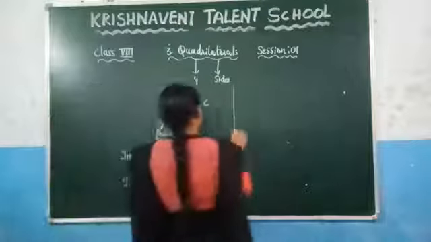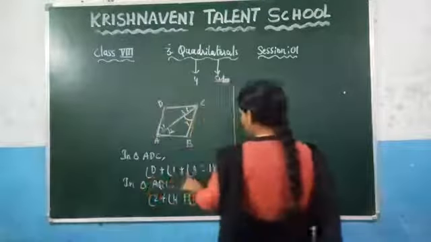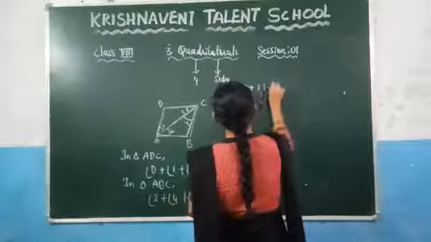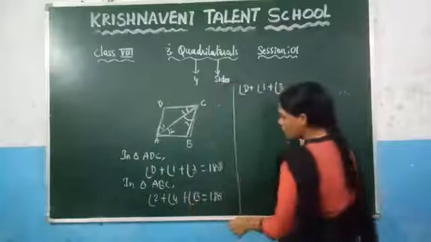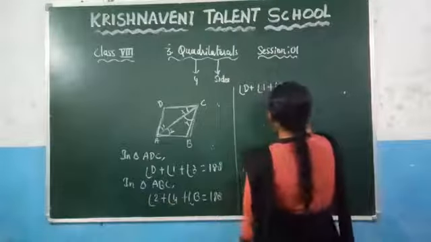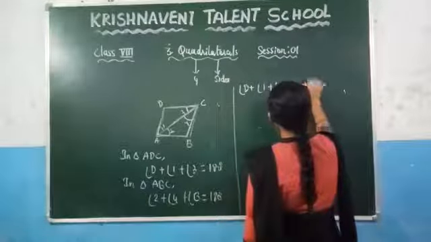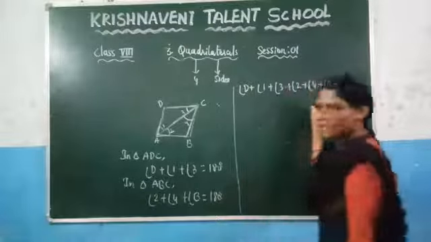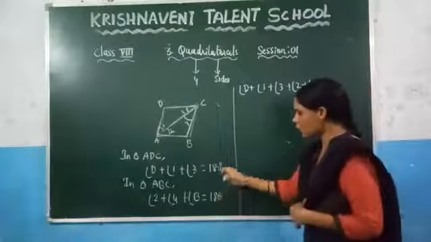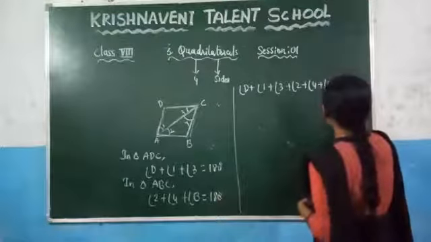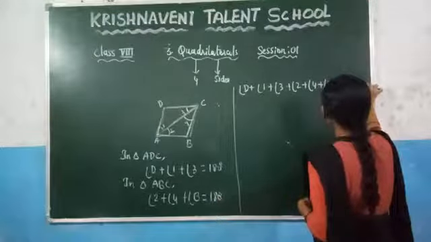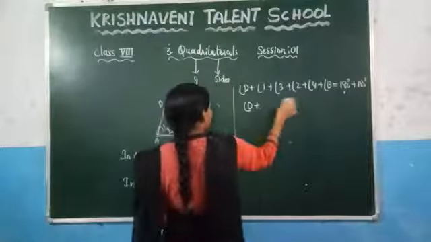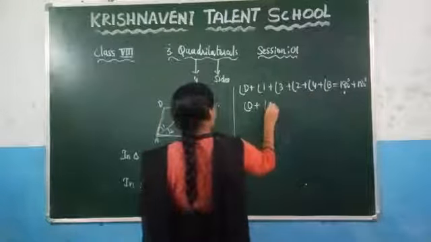So adding these two equations, first write this one, angle D plus angle 1 plus angle 3. Here what is the LHS? This one, which is angle 2 plus angle 4 plus angle B. Now we have written the LHS part, now add the RHS part, which is 180 plus 180. So write here angle D, and here what is left out, which is angle B.